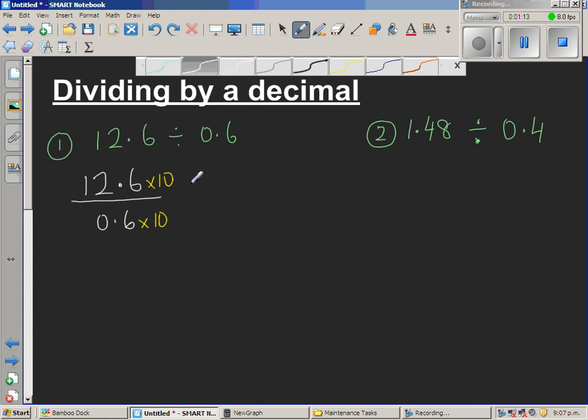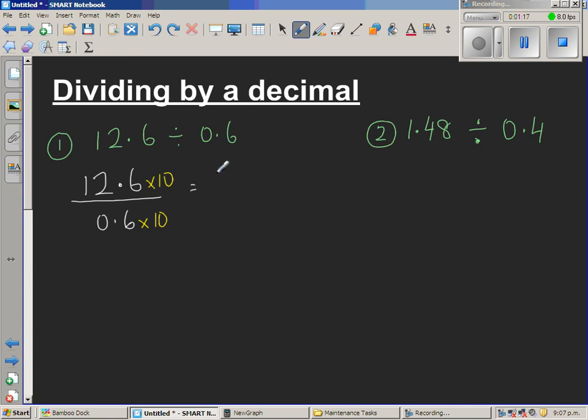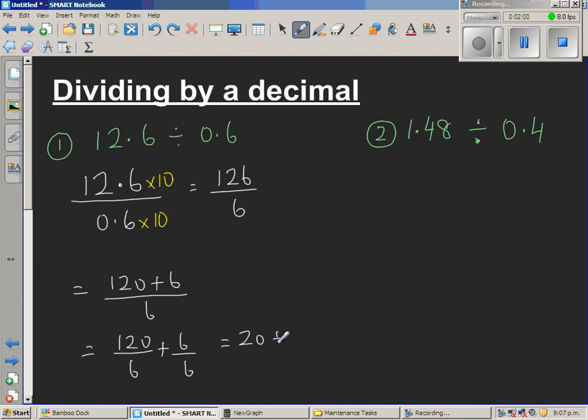So 12.6 times 10 becomes 126, and 0.6 times 10 becomes 6. So this question changes to 126 divided by 6. That is the same as 120 plus 6 divided by 6, which is 120 divided by 6 plus 6 divided by 6. So 12 divided by 6 is 2, so 120 divided by 6 would be 20, plus 1. So the answer is 21. We'll check this on a calculator later on.